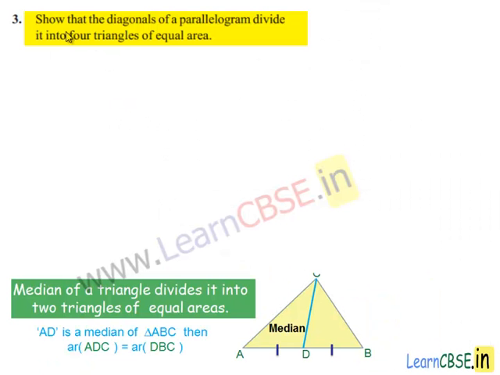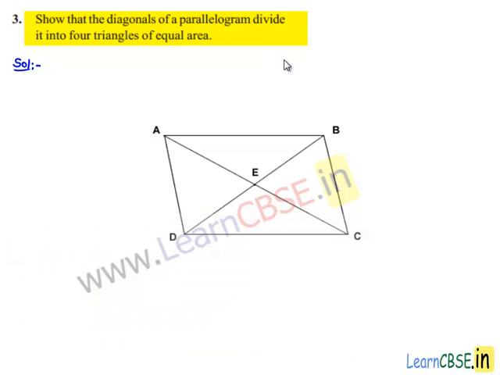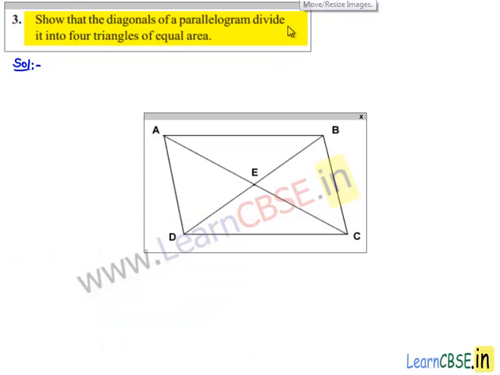Coming to the third question. Show that the diagonals of the parallelogram divide it into four triangles of equal area. Now moving on to the solution. Let us consider a parallelogram ABCD whose diagonals are AC and BD respectively, which are intersecting at point E.